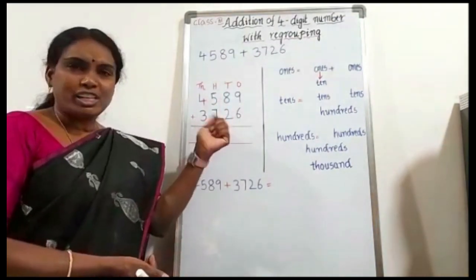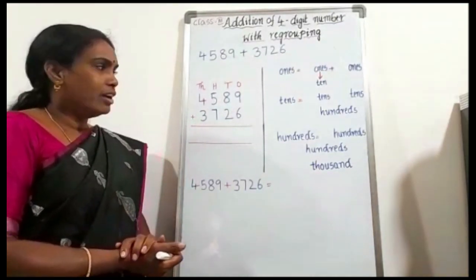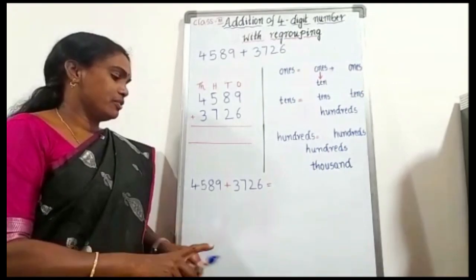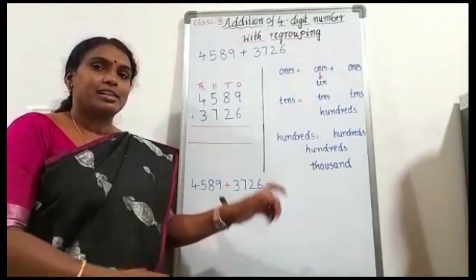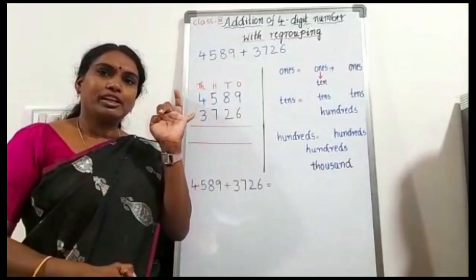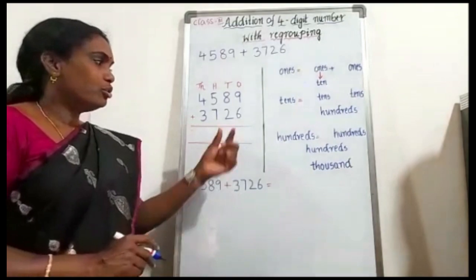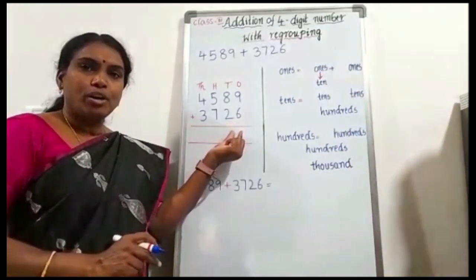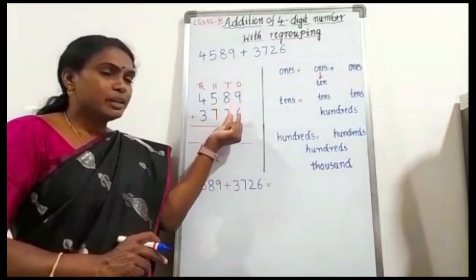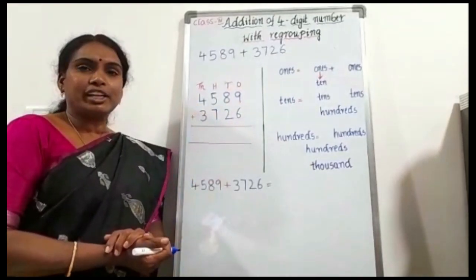Addition should always start from the ones place. So first we add the ones column. In the ones column there are 9 ones and 6 ones. 9 plus 6. 9, after that 10, 11, 12, 13, 14, 15. So 9 plus 6 is 15. Do we write 15 here? No. Why? Because in the ones place only the digits 0 to 9 can fit.